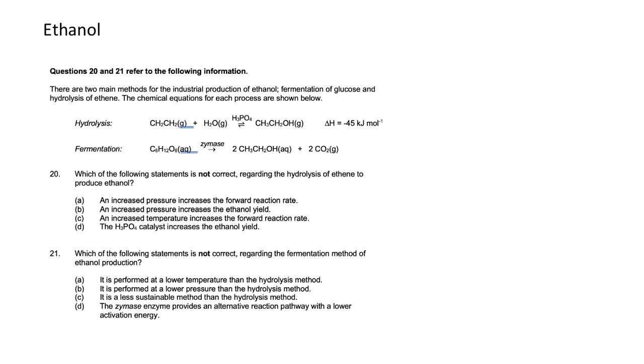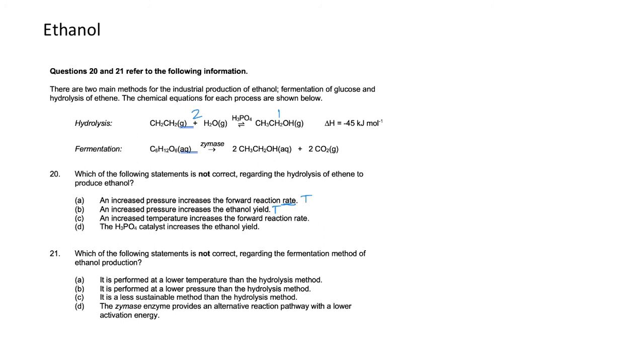Okay, ethanol is bad for you. Don't drink ethanol. Okay. 2 main processes, blah, blah, blah. Which of the following statements is not correct regarding the hydrolysis of ethene to produce ethanol? Okay, increased pressure increases forward rate of reaction. That is a true statement. Okay, because you've got 2 particles on that side and 1 particle on that side. So therefore, an increased pressure will actually increase forward rate of reaction. That makes sense because it's increased pressure. We should just be looking at the rate. It's also going to affect yield, increase the yield.